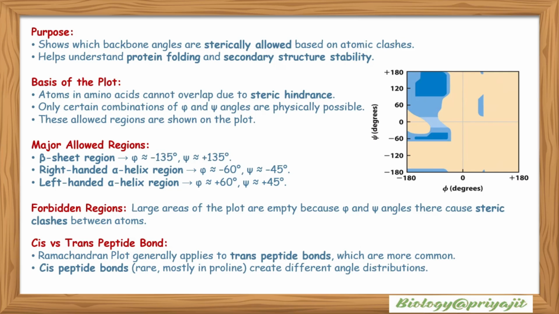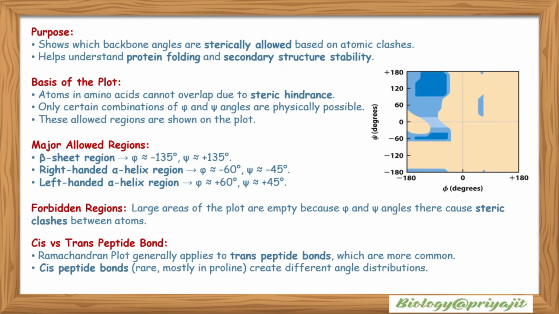The purpose of this plot: it shows which backbone angles are sterically allowed based on atomic clashes. It helps understand protein folding and secondary structure stability. What is the basis of the plot? Atoms in amino acids cannot overlap due to their steric hindrance. So only certain combinations of phi and psi angles are physically possible, and these allowed regions are shown on the plot.